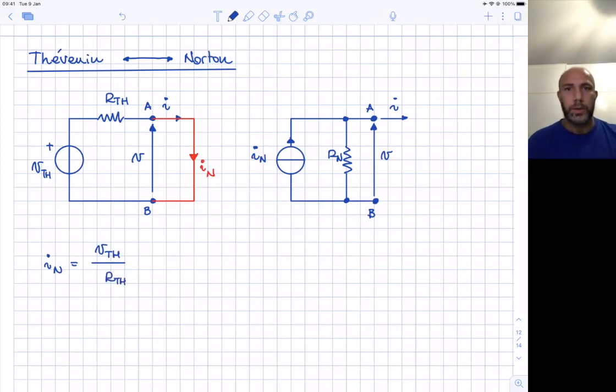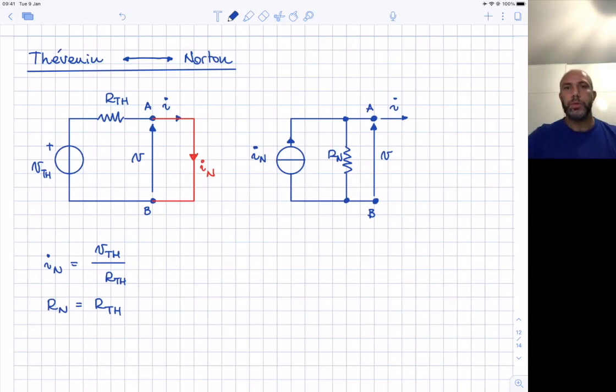Then, without redrawing the circuit, if we switch off the voltage generator, the resistance that is seen at the AB terminals is exactly RTH. So, if we want to pass from the Thevenin's equivalent circuit into the Norton's equivalent circuit, we have to take a resistance that equals the resistance of the Thevenin's equivalent, and the short circuit current is equal to the open circuit voltage divided by the resistance.